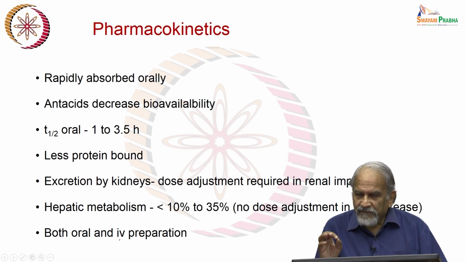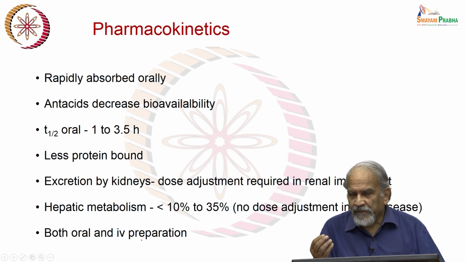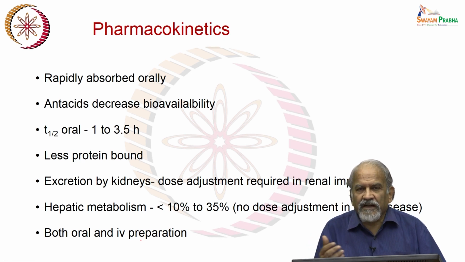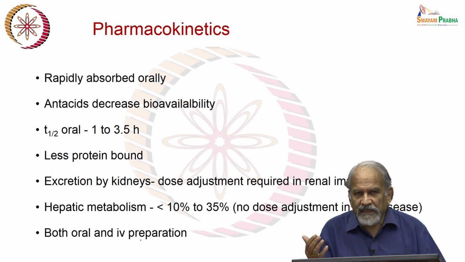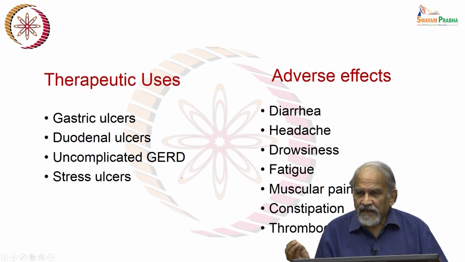Interestingly and importantly, the H2 blockers are available as oral tablets and also as intravenous, because many times patients of stress or injury or burn are under tremendous stress, and in those patients intravenous H2 blocker or intravenous ranitidine or intravenous other H2 blockers are given.